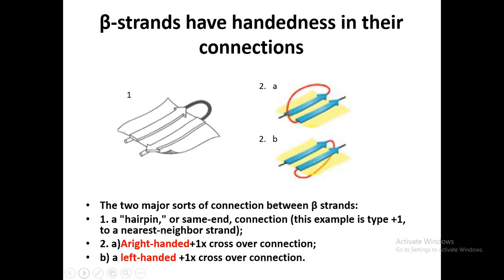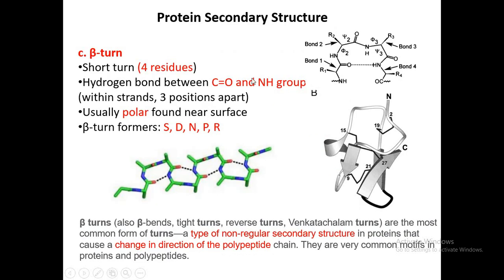Here we can see in figure 2a the right handed form of the beta strand, and figure 2b is the left handed form. Now we are going to discuss another protein secondary structure, that is the beta turn. So what is the beta turn?